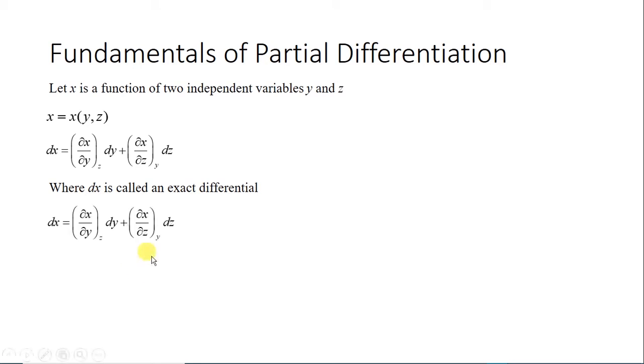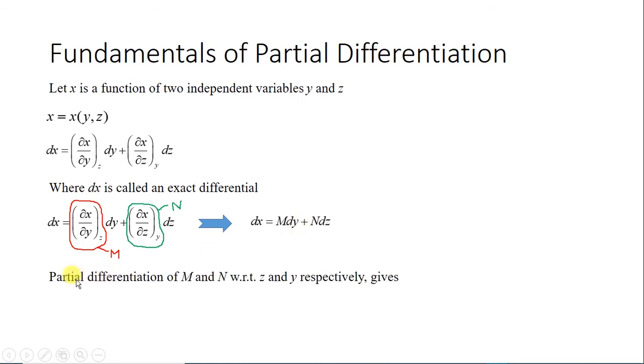Now the same equation I have written again. Let this part be M and the second part be N. So what I can write is dx is equal to M dy plus N dz. Now we can consider partial differentiation of M with respect to z and partial differentiation of N with respect to y.